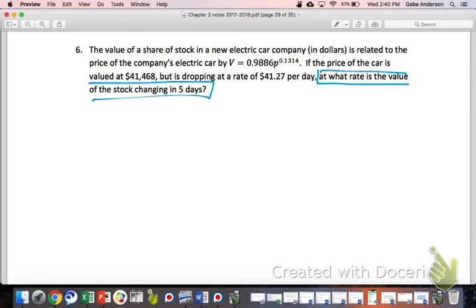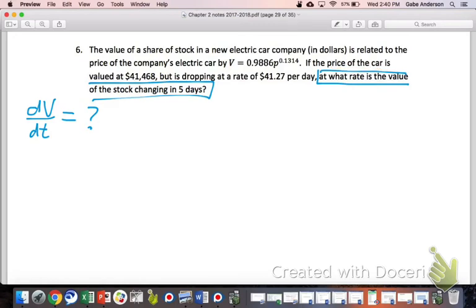So I would interpret that as dV/dt, because we've already been told that the value of the stock is represented by the letter V. So dV/dt would equal, we don't know yet, that's going to be our objective. Fair? Okay. The next thing I'm going to do is go through and try to underline any rates that I see in there. I do see that the price of the car is valued at that, but that's not it.